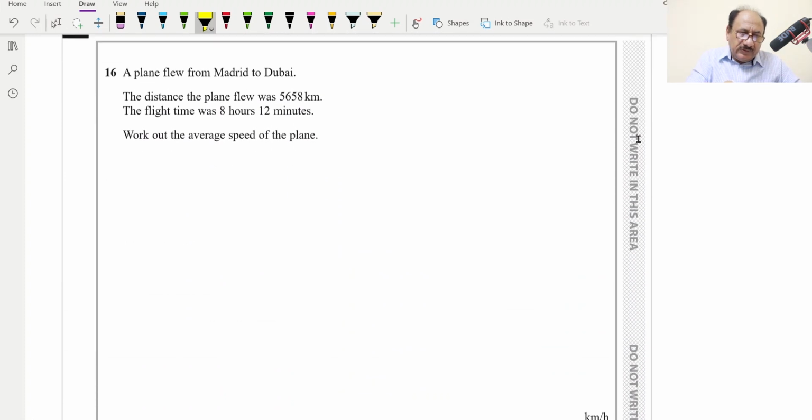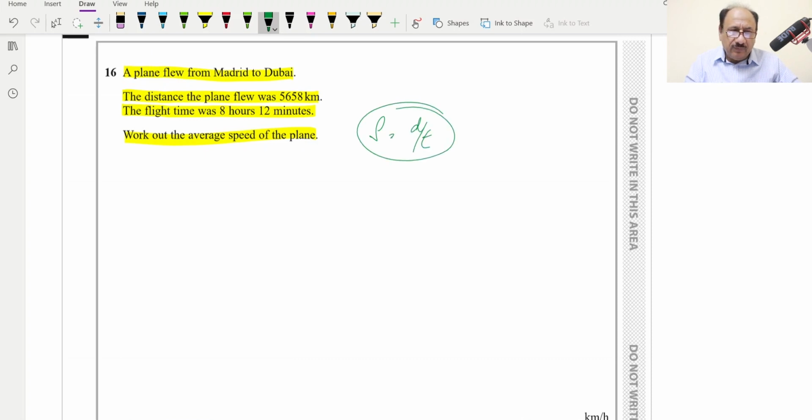Question number 16. A plane flew from Madrid to Dubai. The distance the plane flew was 565 kilometers. The flight time was 8 hours 12 minutes. Work out the average speed of the plane. So we know speed is equal to distance over time. This is the formula which we can use, and I'll tell you the easier way. So two ways basically I'll explain.